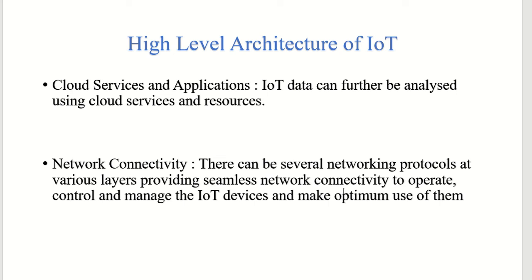Then after that comes the network connectivity, because one thing that is transparent in the architectural diagram is network connectivity from IoT devices all the way up to the cloud services and applications. Without network connectivity there is no internet, and if you don't have internet then there is no internet of things, right? So there could be several networking protocols at various layers which provide seamless network connectivity to operate, control, and manage the IoT devices, and you can make optimum use of them, right?